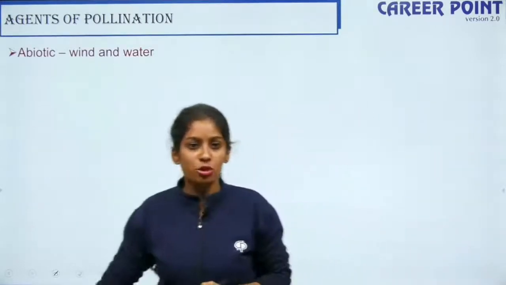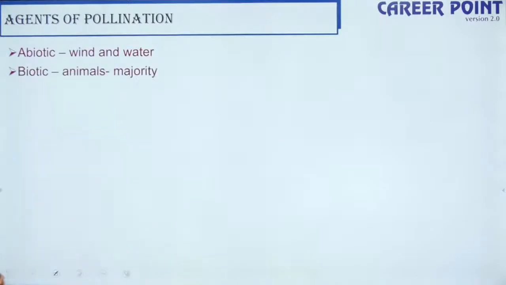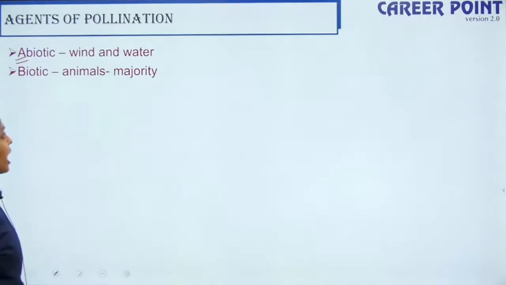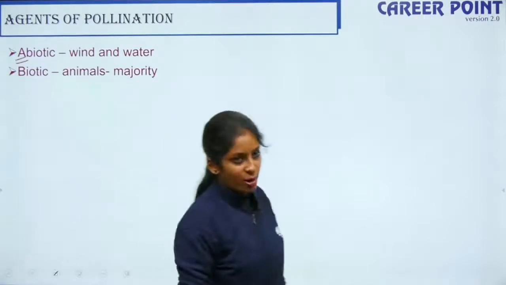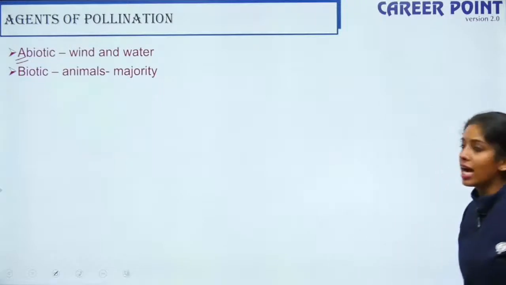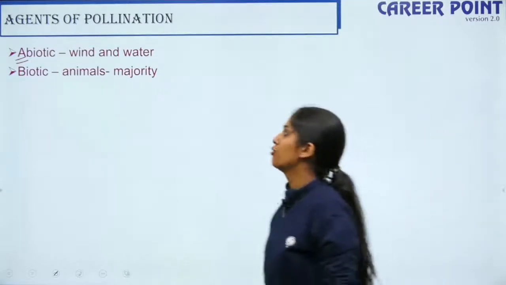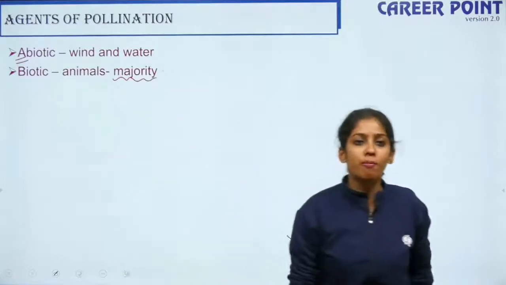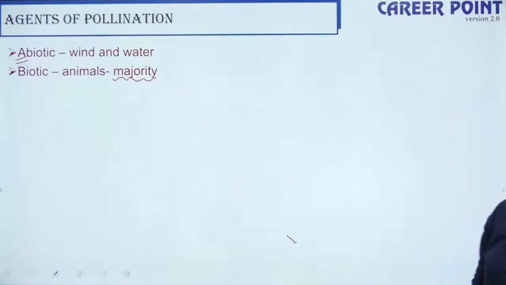You have two types of agent. One is abiotic agent, the other one is your biotic agent. Abiotic is non-living, biotic is living. The abiotic agents are wind and water. Biotic agents are animals, and mostly plants prefer your biotic agents. The majority of flowering plants prefer biotic agents for pollination.